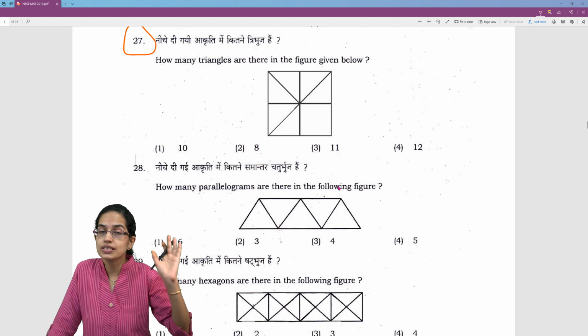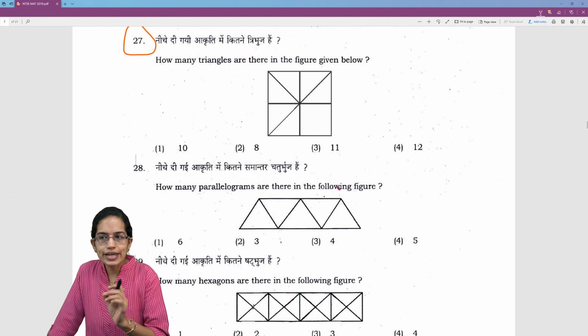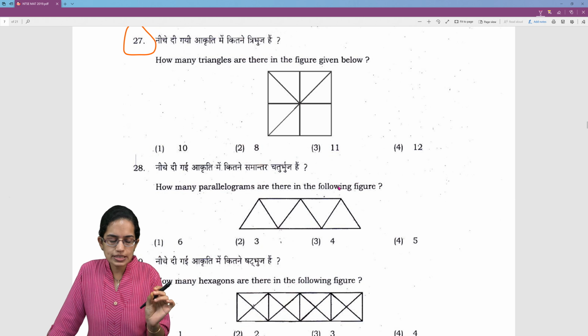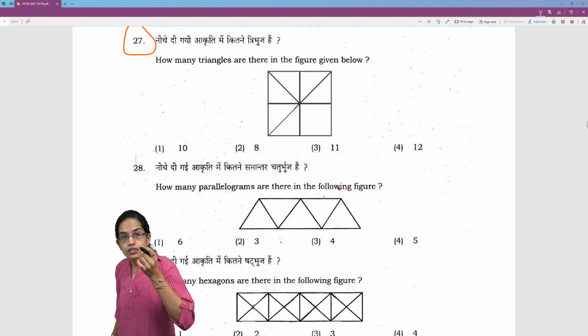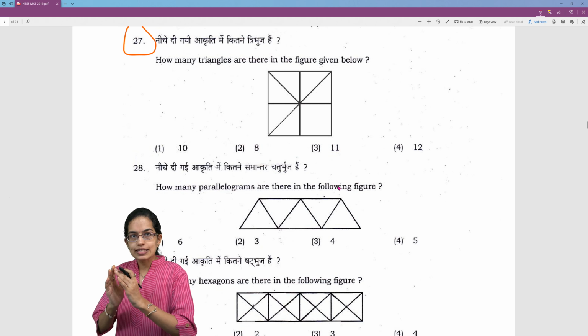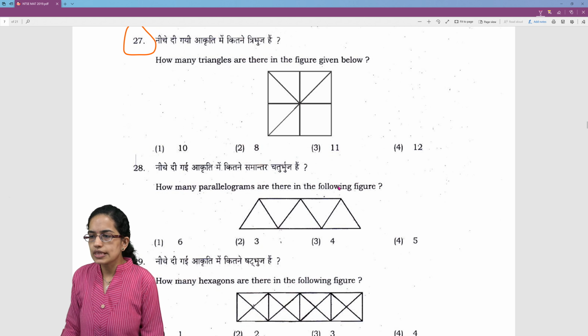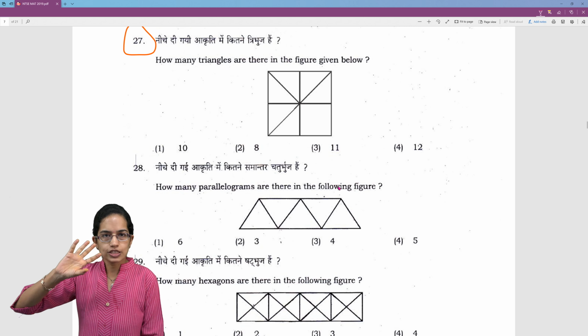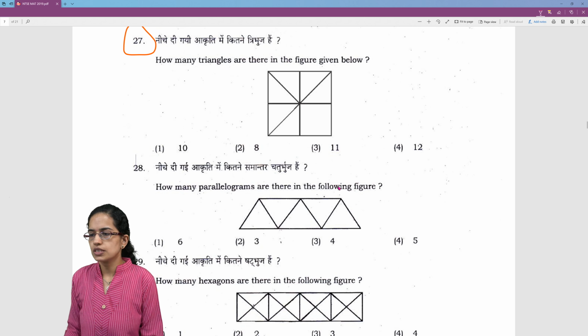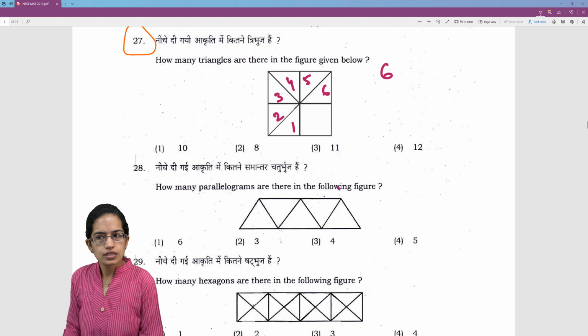We have covered a separate lecture on these. A quick way to solve this is finding the smallest size and then moving towards the bigger size. So that's the quickest trick. Now with this trick, let's count the smaller triangles first in this question. So 1, 2, 3, 4, 5 and 6. So I have 6 triangles which are small.